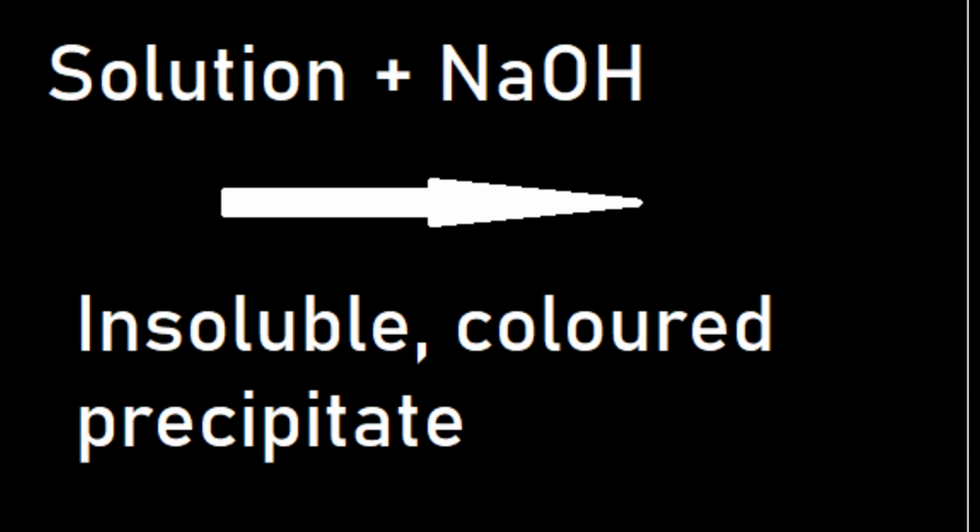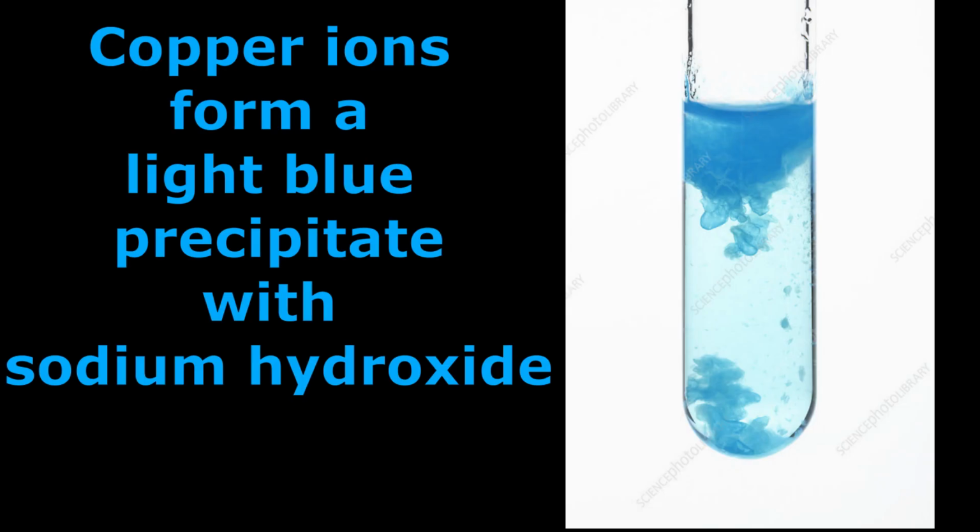So the ones that you need to know for your IGCSE chemistry, copper, we'll start with that one because I did mention that one. So the copper 2+ ion in solution, when you add sodium hydroxide, you end up with a light blue precipitate. A light blue precipitate. You can also add a solution of ammonia and you'll get an effect as well.